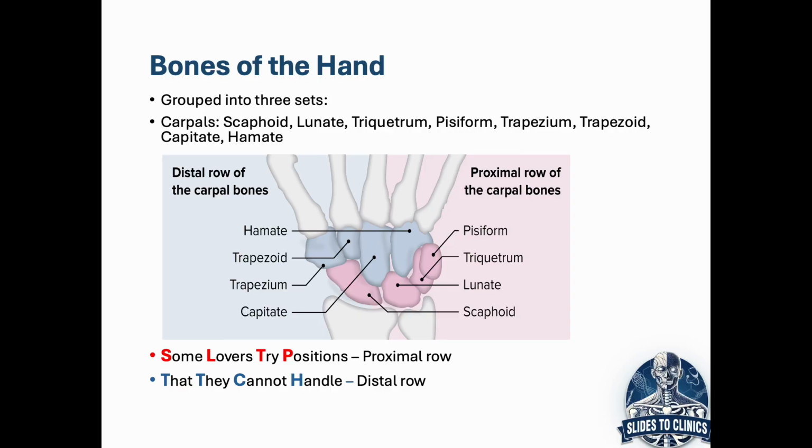Another important thing to note is that in the proximal row, only the scaphoid bone and the lunate bone actually team up with the radius to form the wrist joint. The other two small carpal bones don't contribute to the wrist joint.